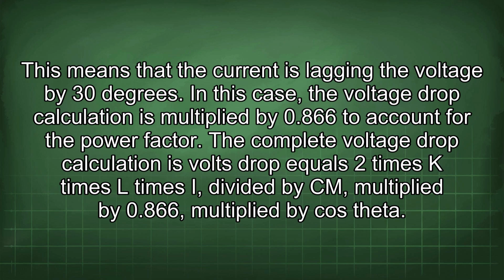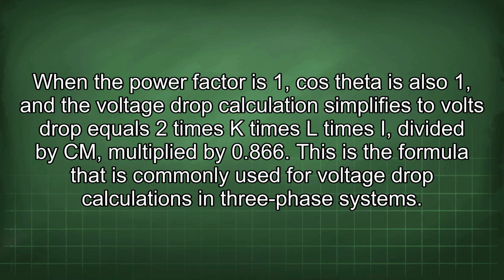The complete voltage drop calculation is volts drop equals 2 times K times L times I divided by Cm multiplied by 0.866 multiplied by cos theta. When the power factor is 1, cos theta is also 1, and the voltage drop calculation simplifies to volts drop equals 2 times K times L times I divided by Cm multiplied by 0.866. This is the formula that is commonly used for voltage drop calculations in three-phase systems.